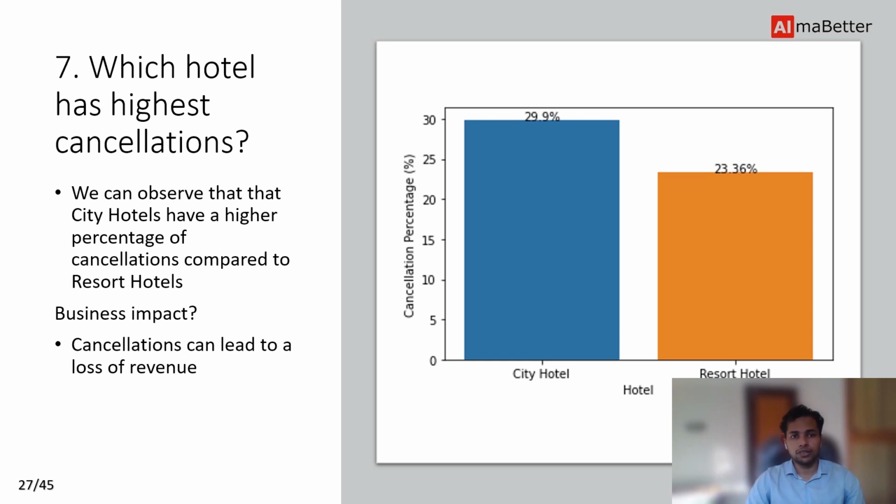Moving on to our next question, which hotel has the highest cancellations? The analysis shows that city hotels have a higher percentage of cancellations compared to resort hotels. This has a direct impact on the hotel's revenue as cancellations lead to a loss of revenue. This information can be used by the management to identify the root cause of high cancellations and work towards reducing it.